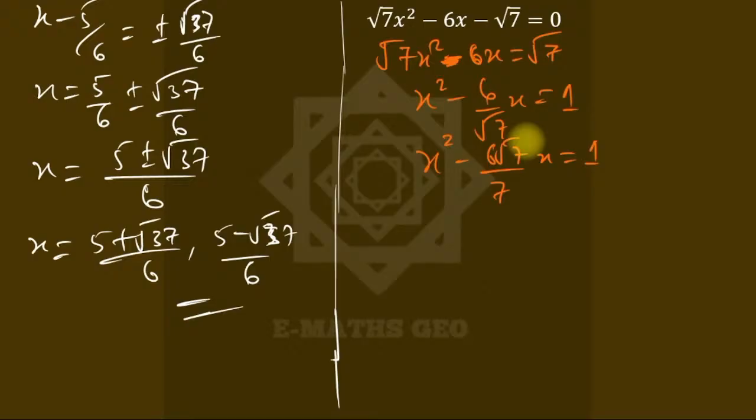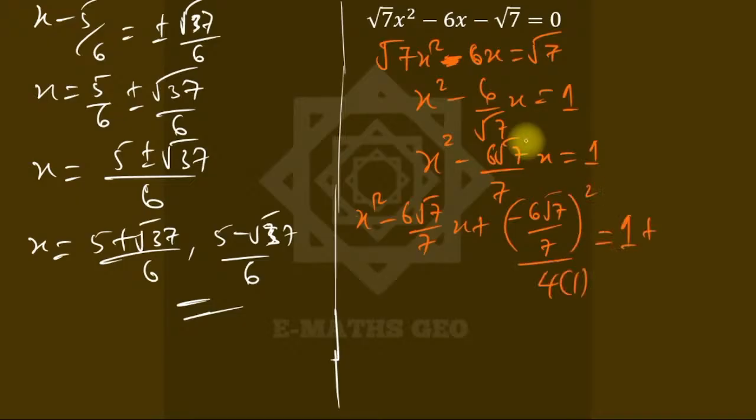So now, let's add something so that it will be a perfect square. So always add minus 6 root 7 over 7 all squared over 4 times 1. The same thing, we add the same, which is minus 6 root 7 over 7 all squared over 4 times 1, which is 4. So this one is now a perfect square. What is left is x here, negative.